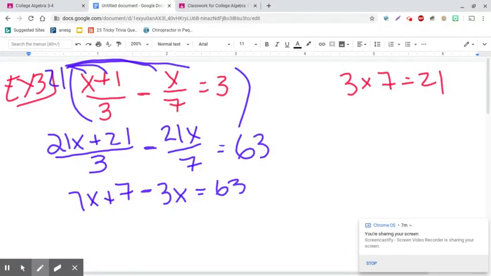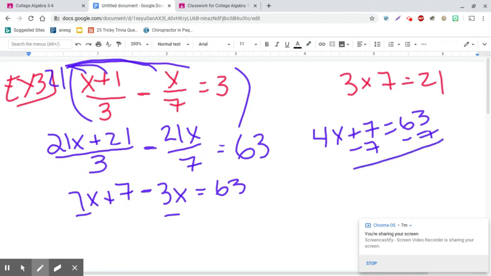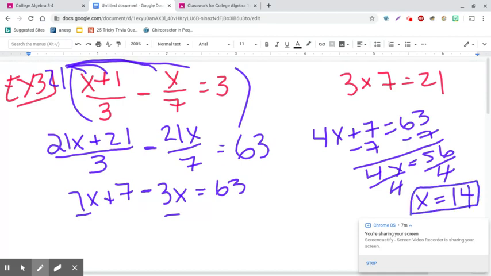All right, now we're going to combine like terms. That's 7x and that negative 3x. But now, guys, we're doing 7x minus 3x, okay? Which is going to give us 4x. And then you're going to bring your 7 down, and you're going to bring your 63 down. Then we're going to solve it regularly. Subtract 7 from both sides. 63 minus 7 gives us 56. So we're going to divide by 4. And 56 divided by 4 gives us x equals 14. We are done.